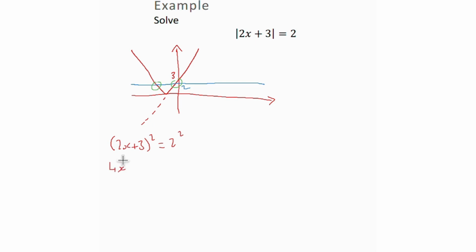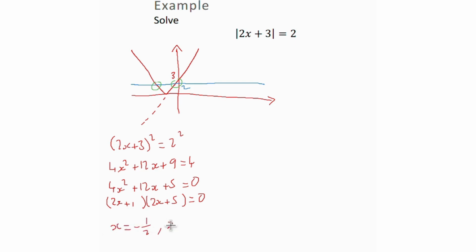When we do that, we get 4x squared plus 12x plus 9 is equal to 4. 4x squared plus 12x plus 5 is equal to 0. And then factorize that to solve it, or use the quadratic formula if we need to. We can do this with 2x plus 1 and 2x plus 5, which means that x is equal to minus a half, or x is equal to minus 5 over 2.